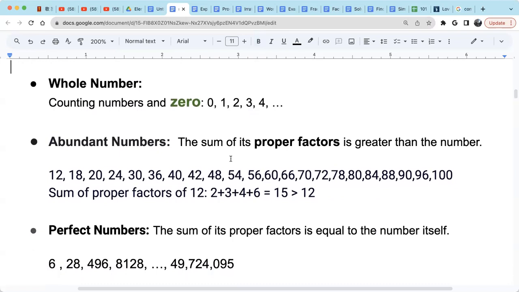So after counting numbers, the next one is whole numbers. Whole numbers only have 1 number different from counting numbers: whole numbers include 0. So the difference between whole numbers and counting numbers is only 1 number, 0.